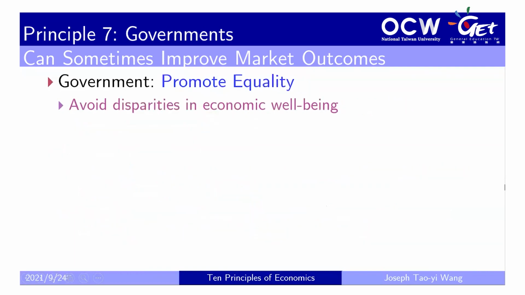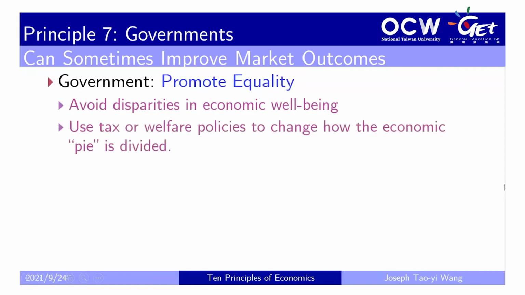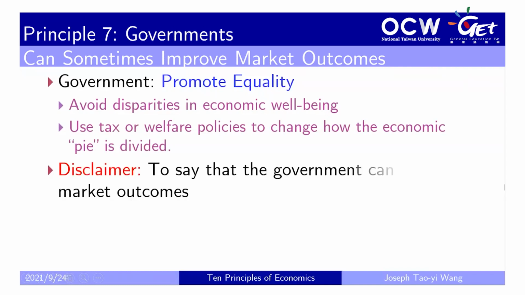The government is also capable of promoting equality. When we talk about efficiency, we're trying to maximize the size of the pie. But if the whole pie goes to only one person, that person will be happy, but everybody else is going to starve to death. So usually we tax the rich and subsidize the poor, or we have a lot of welfare policies, so that the pie is divided more equally.